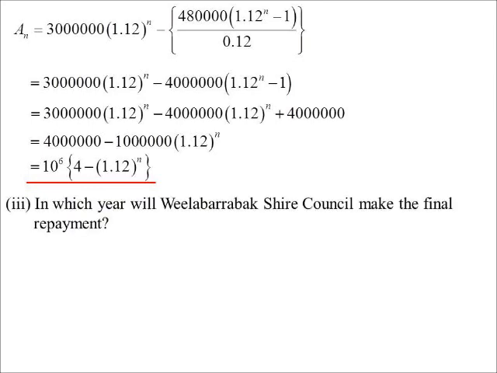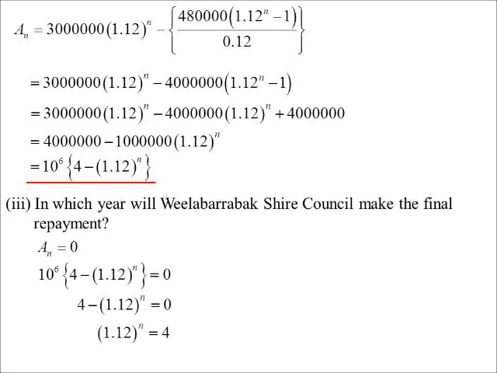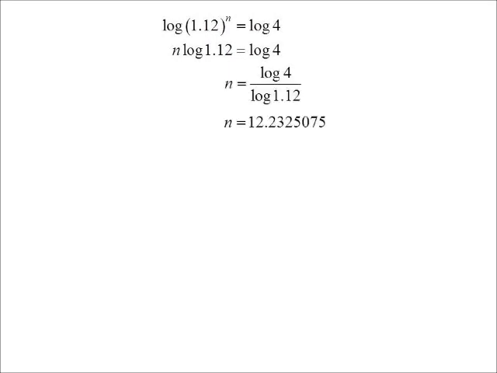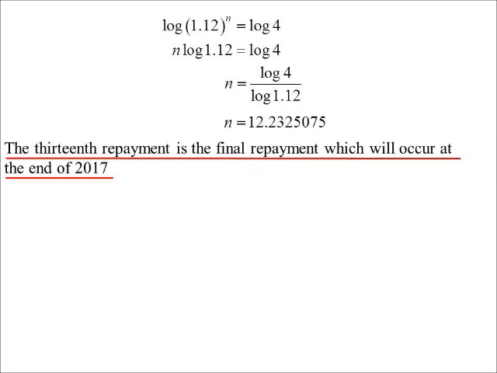In which year will Wheelbarrow Council make the last repayments? All right, so when is amount n equals 0? Well, they're giving us a formula, so let's not worry about doing all that again. We've now got this neat little formula we can use. So we just need to solve that. Move the 4, log both sides, n to the front, divide by log 1.12. There it's 12.232507. So the 13th repayment. 13th repayment. Okay.